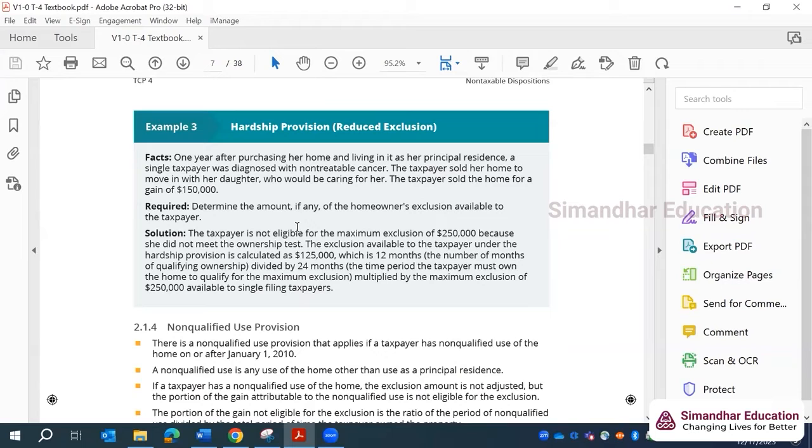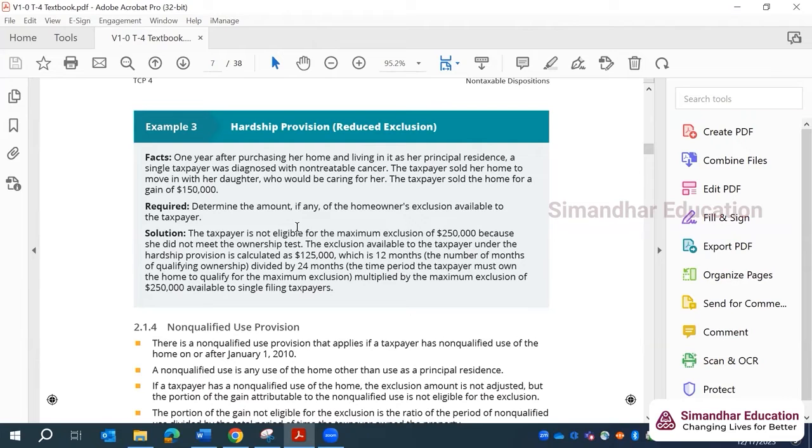So 1 year after purchasing her home and living in it as a principal residence, a single taxpayer was diagnosed with non-treatable cancer. The taxpayer sold her home to move in with her daughter, who was caring for her. The taxpayer sold the home for a gain of $150,000. First of all, does this fall under a hardship provision? It does, right? It does fall under a hardship provision.